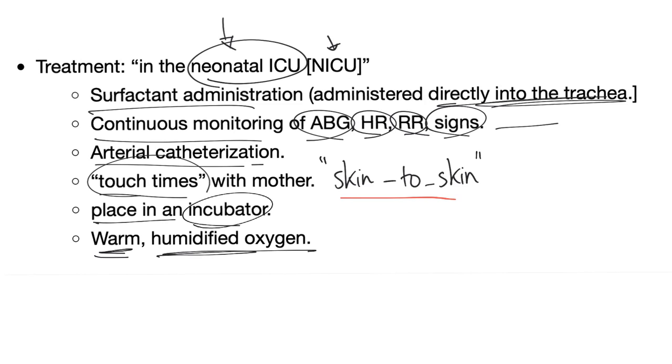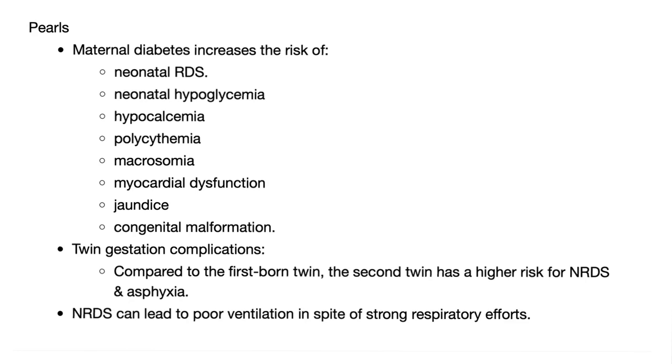Give warm, humidified oxygen. Yes, because there is a VQ mismatch due to hypoventilation or due to the stupid membrane. So the problem is not a shunt, okay? There is not an intracardiac shunt where oxygen is useless. No. In this case, oxygen is helpful. Watch my videos on tissue hypoxia. Okay, some pearls for the pros.